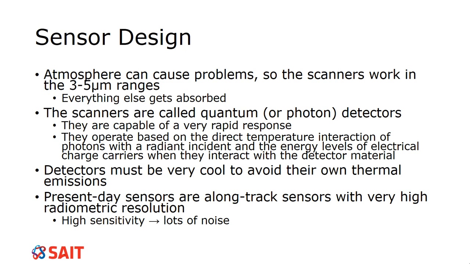So that's a really important aspect of them. And then the present day sensors that you have up on satellites and up on airborne images are all along-track scanners, and they have a very high radiometric resolution, more so than any of the optical imagery that we've talked about. And the reason is, again, that long wave radiation is really lazy, so it doesn't have a very high intensity, especially when you're coming from a distance, right?